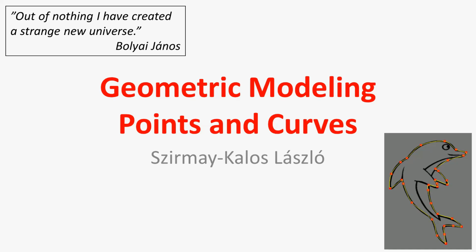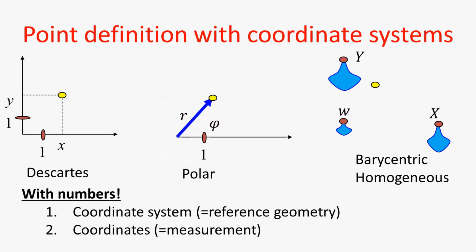Hi, in this video we create a strange new universe out of nothing and add points and curves to our yet empty virtual world. Recall that everything should be defined with numbers because a computer can only deal with numbers. So when we need a point, this point should be associated with numbers. We know the solution, which is the application of a coordinate system.